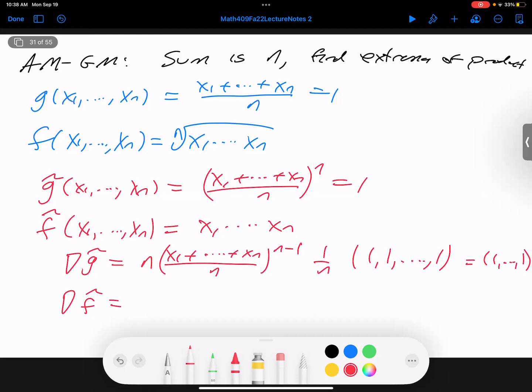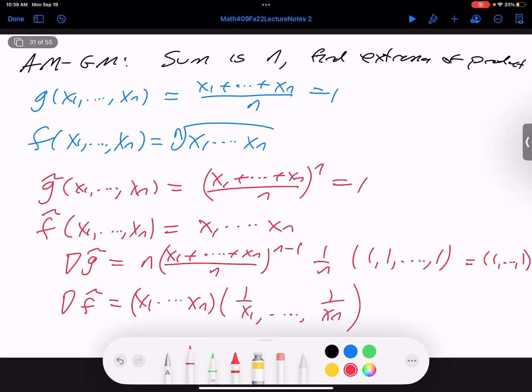Or just f tilde divided by x1. Good. If I take the derivative with respect to x1, I just get x2, x3, x4 all the way to xn. That's the same as the whole product divided by x1. When I take the derivative with respect to x2, I lose the x2 term. It's the whole product divided by x2. So a great way of writing this is x1 dot dot dot xn times 1 over x1 dot dot dot 1 over xn.